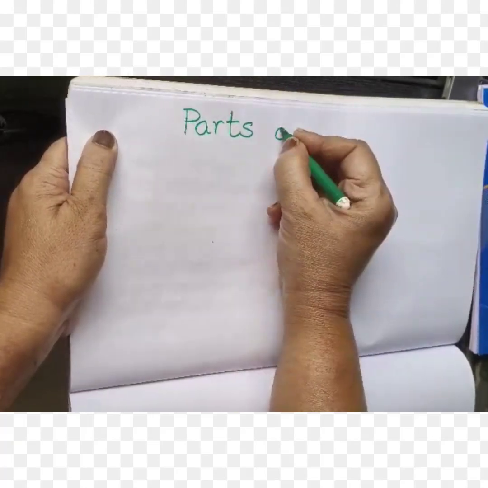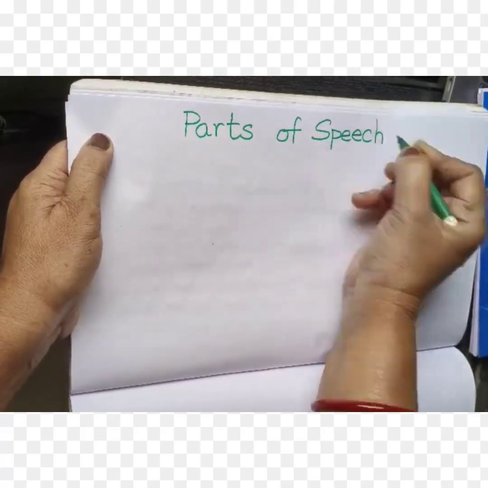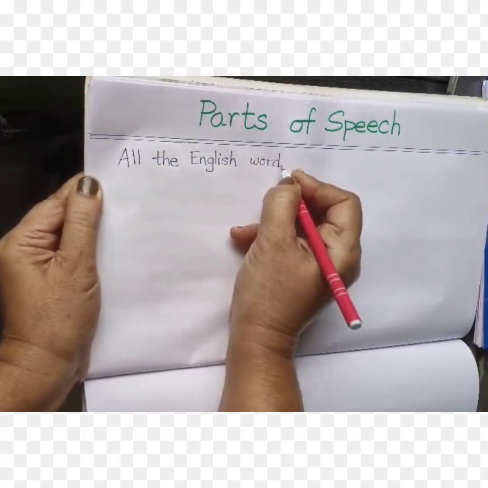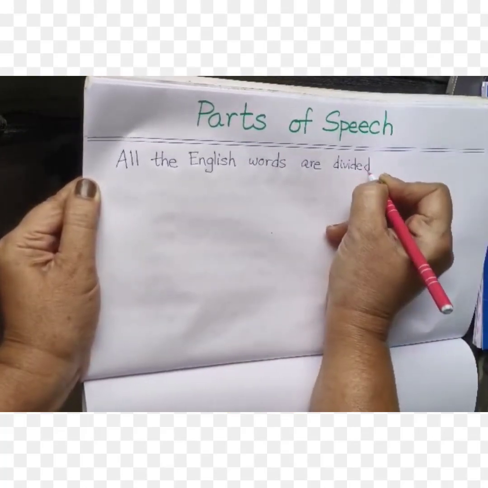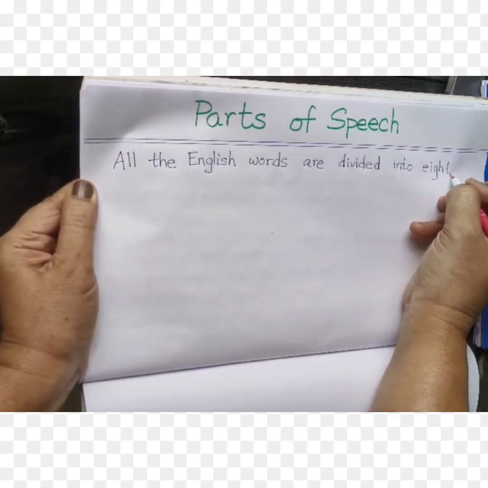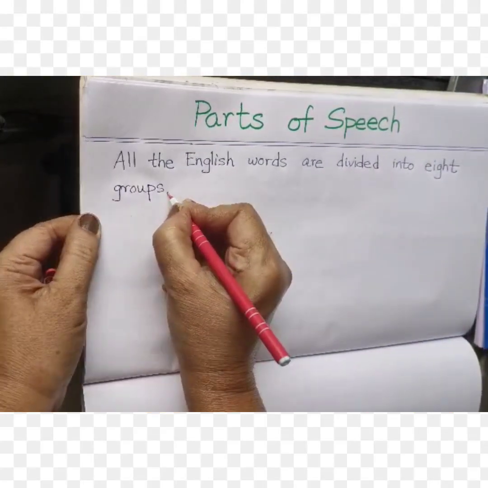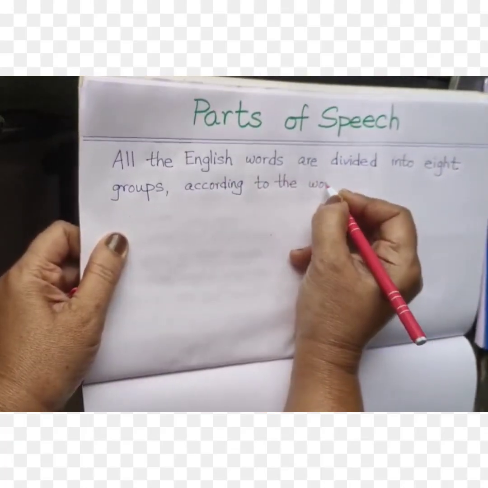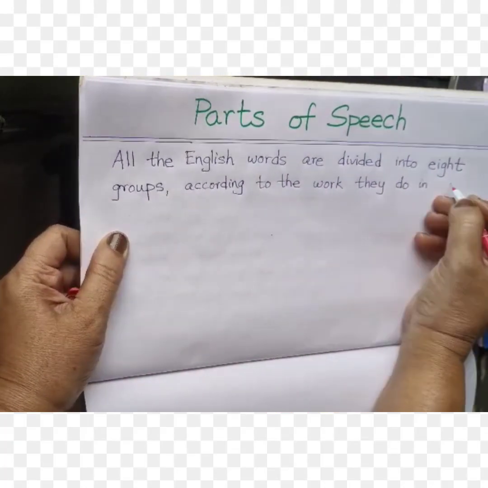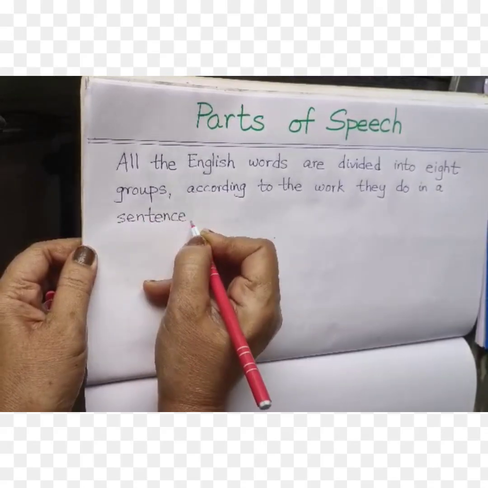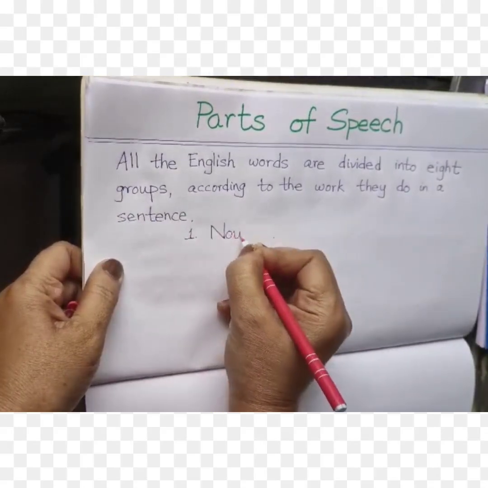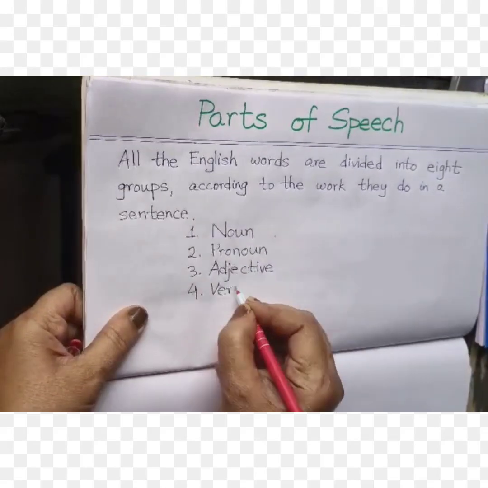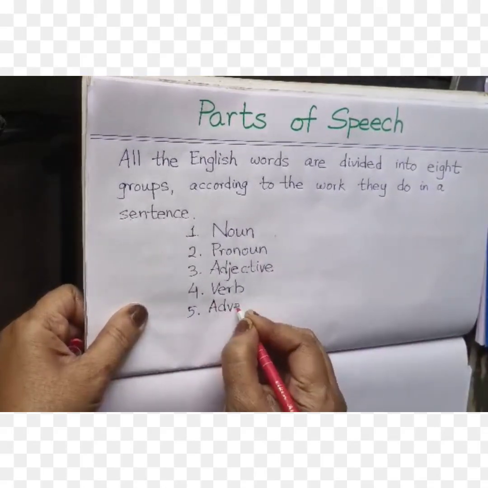Parts of speech. All the English words are divided into 8 groups according to the work they do in a sentence. They are: number 1, noun; number 2, pronoun; number 3, adjective; number 4, verb; number 5, adverb; number 6, preposition; number 7, conjunction; number 8, interjection.